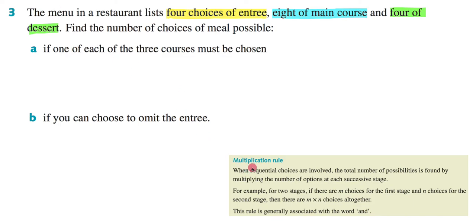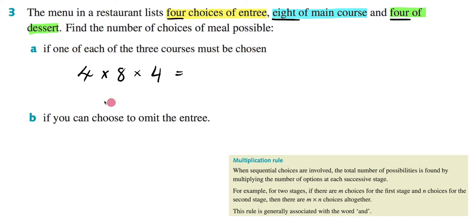That's all to say, when sequential choices are involved, the total number of possibilities is found by multiplying the number of options at each successive stage. So what we're going to do is go, all right, if one of each of the 3 courses must be chosen, I have 4, I have 8, and I have 4 desserts. So that's going to be 4 times 8 times 4. So what I've done is I'm multiplying the number of each option at each successive stage.